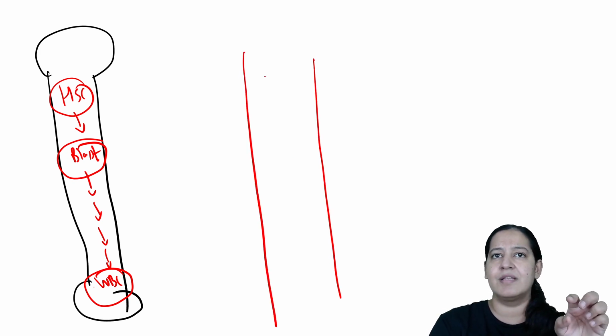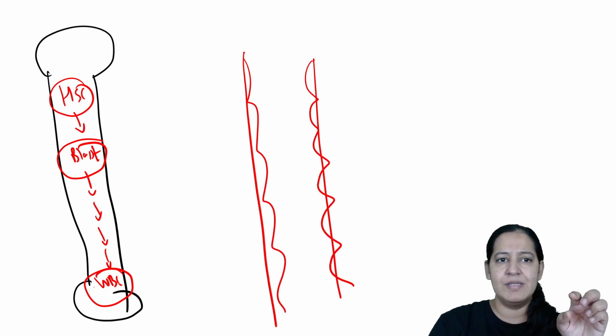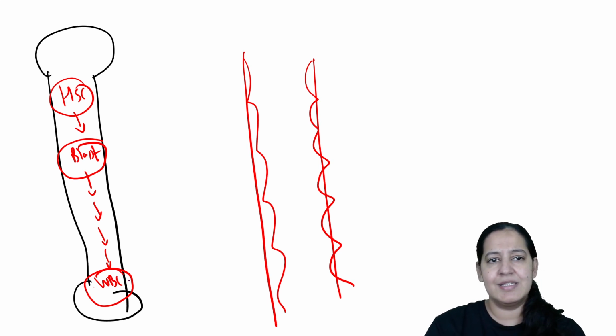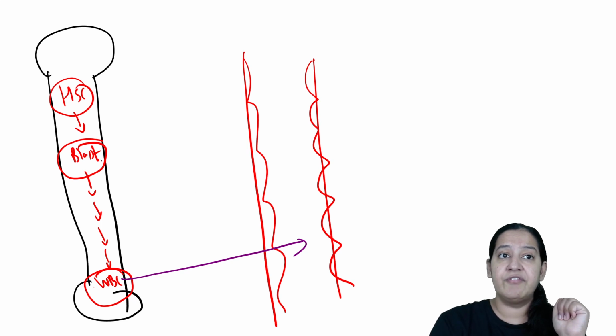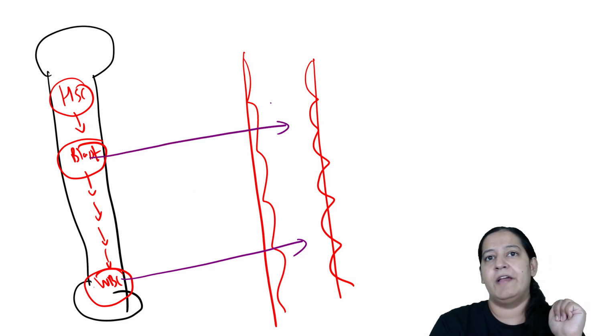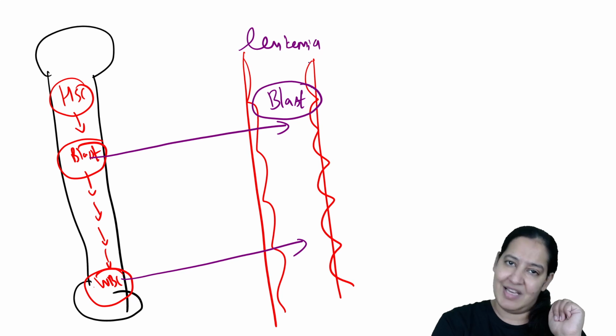What will come in the blood? This is a blood vessel lined by endothelial lining. This is a rough diagram I am drawing. So this mature WBC is leaving the bone marrow and coming in the blood. This is a normal phenomenon. If this blast, either myeloblast or lymphoblast, is coming in blood, it is known as leukemia. Leukemia is the arrival of blast in the blood.